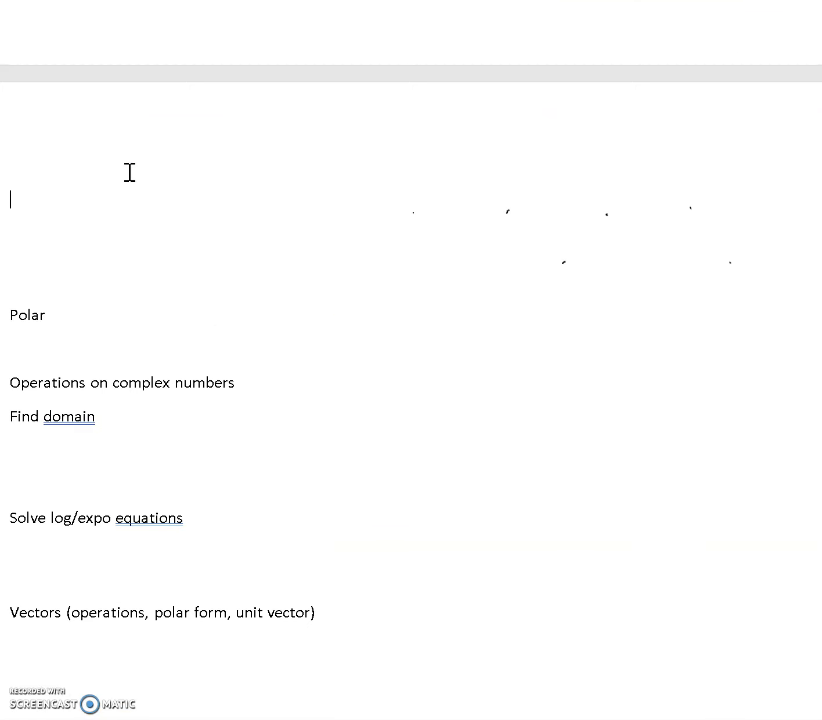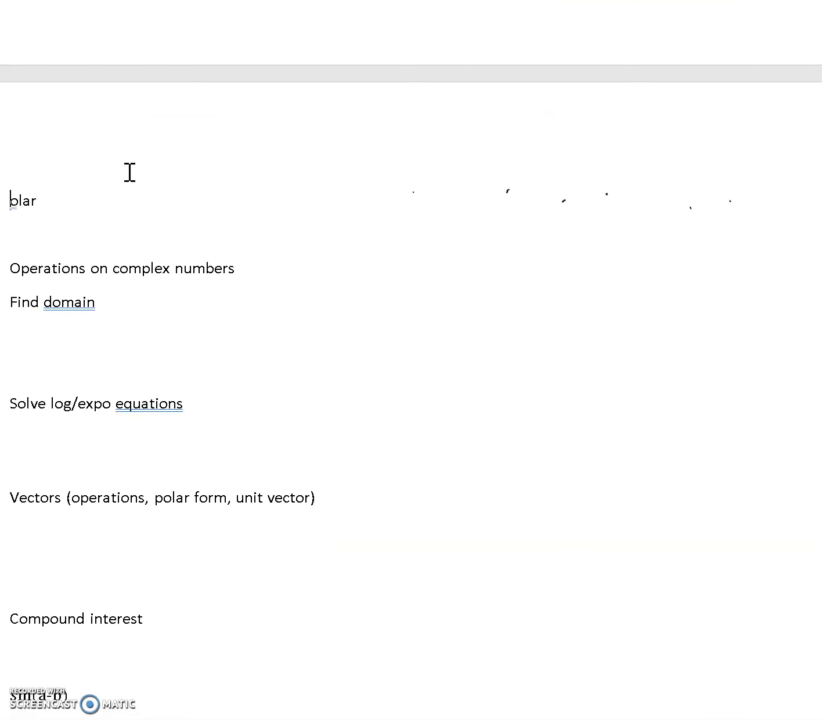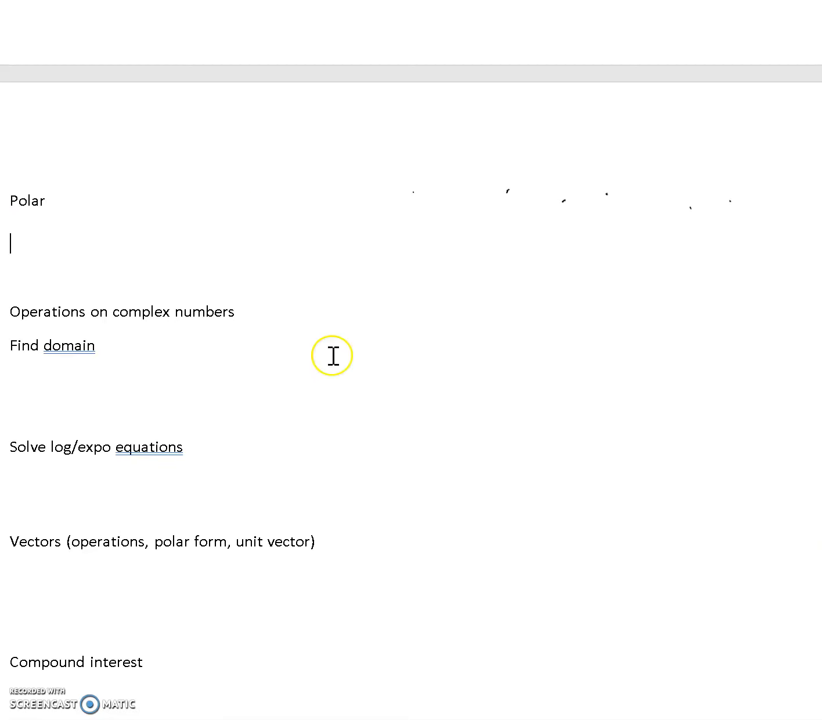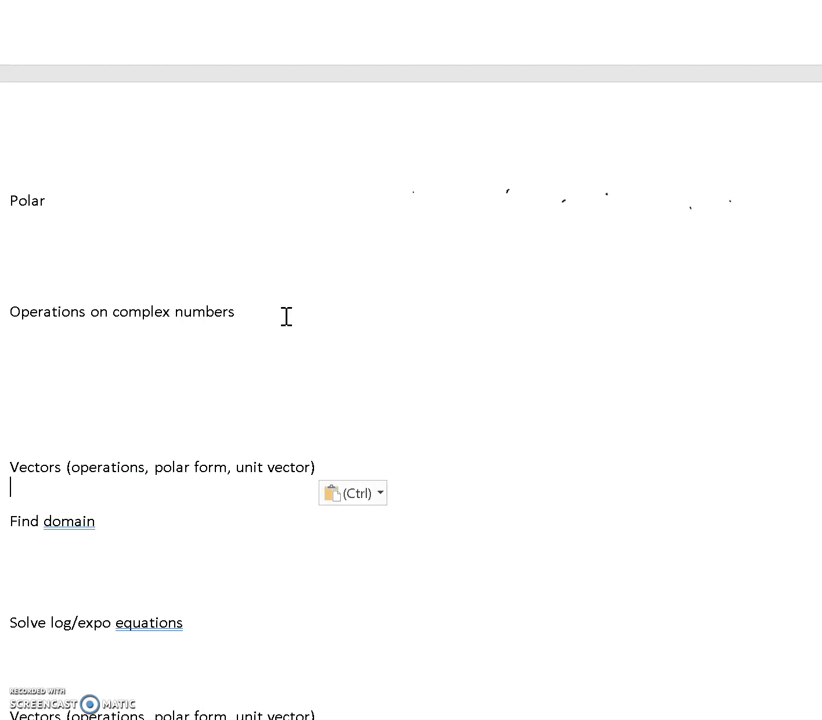Okay, moving on. Oh, good, let's do some easy ones. Polar coordinates. So these three things kind of go together. These were all in the same chapter: polar coordinates, complex numbers, and vectors, because they had both the xy form and the polar form or the trig form. So I could ask you to convert polar to rectangular.